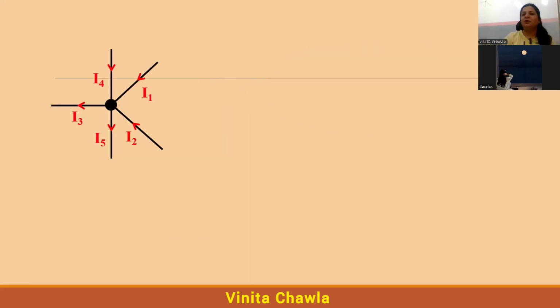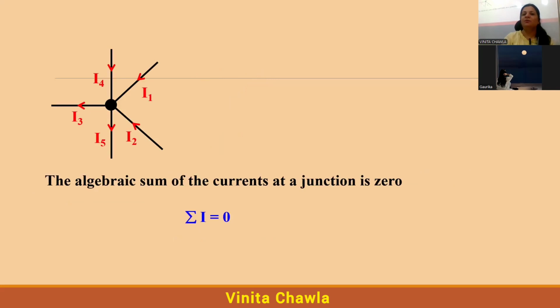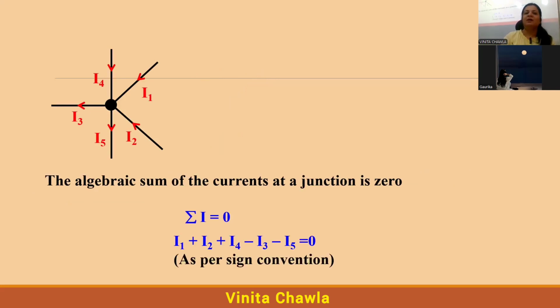An alternate statement of Kirchhoff's current law is that the algebraic sum of the currents at a junction is 0. Summation over I is 0. Because we are considering incoming current as positive and outgoing current as negative, we take I3 and I5 as negative. So I1, I2, and I4 are positive, and I3 and I5 are negative. So using the sign convention, we can write it like this.